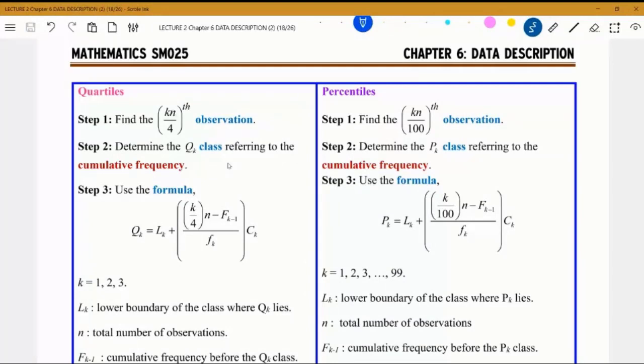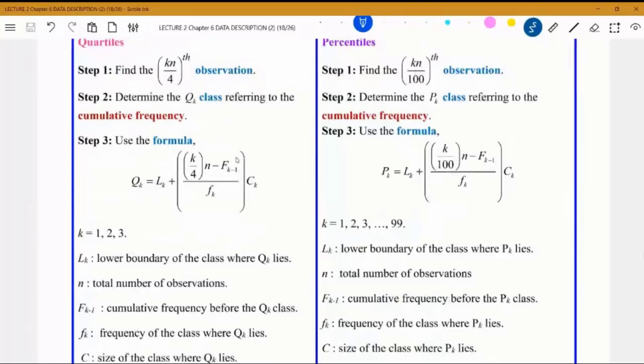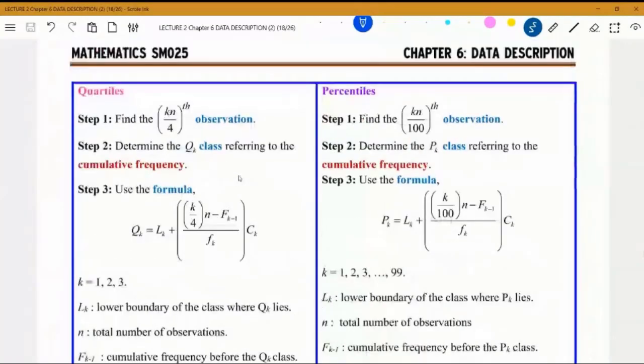For both, we refer to the CF column. We refer to the CF column, and then we use the formula which needs the cumulative frequency. So for quartile and also percentile, in your table you only need to add up the CF.